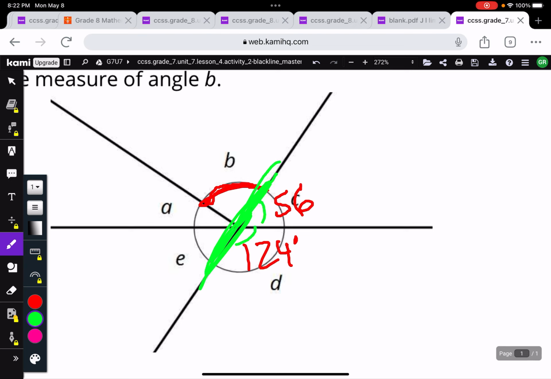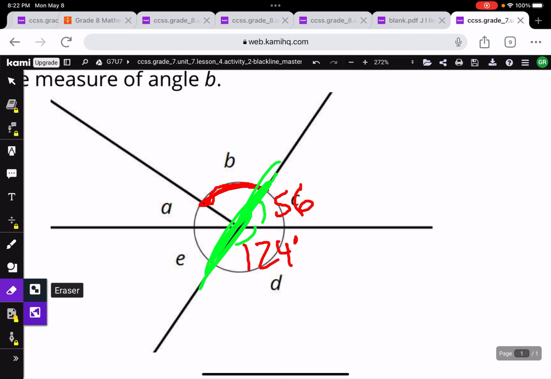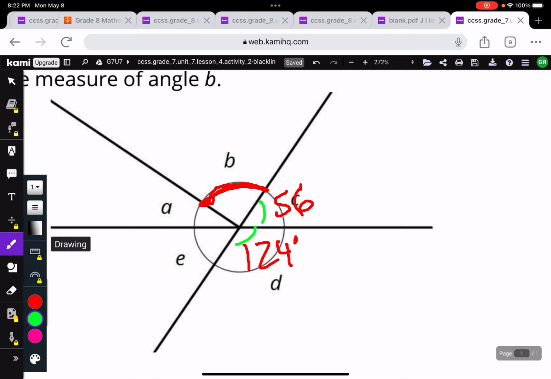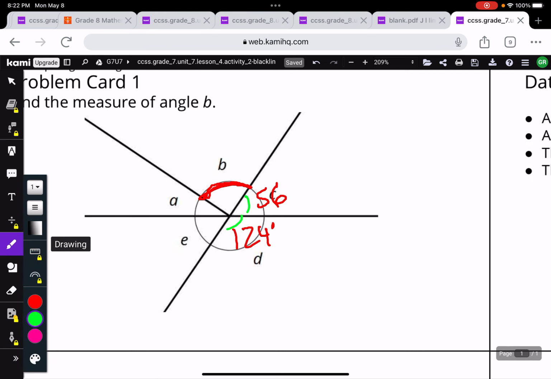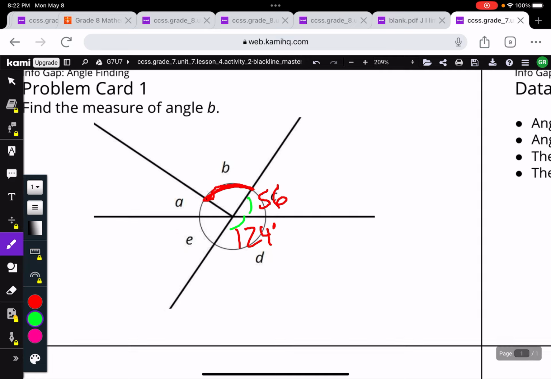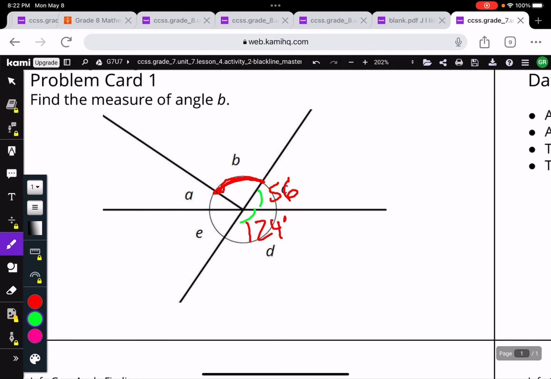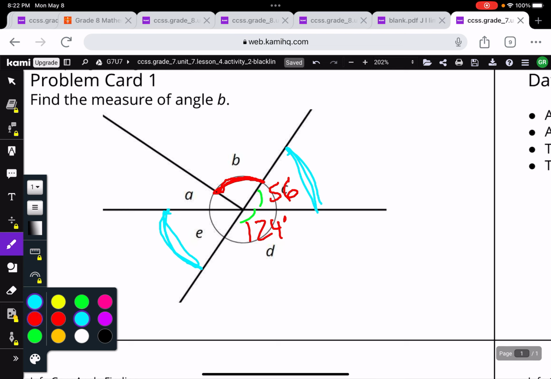We knew that those two added together, that one plus that one, 124 plus 56, we should see, hey, that's a straight line. And we learned yesterday, hey, that's a supplementary angle. Those are adjacent angles that are supplementary, and they add up to 180. 124 plus 56 does equal 180. So, with that being said, what else do we need to know to figure out angle B? Well, we can notice that this angle is a vertical angle. If this is 56, then it means this is 56, which is good to know.